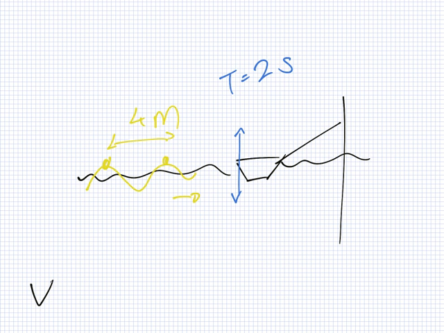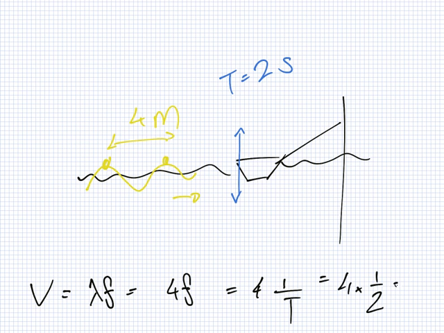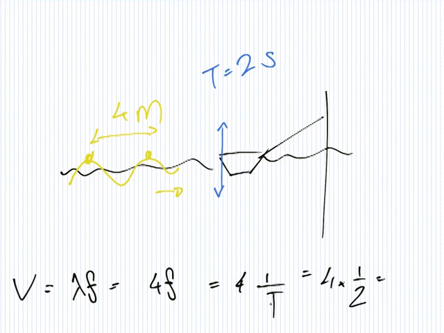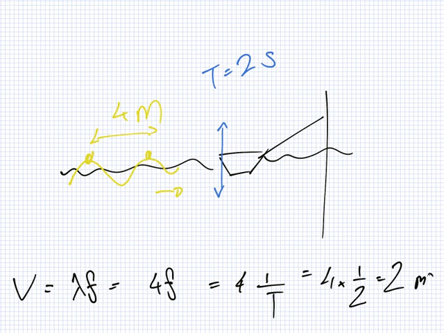All right. Let's have a look. So the v is lambda f. Do we know the lambda? We do. Do we know the f? Yeah, well we could know it, because f is 1 over T, which is 1 over 2. So 4 times 1 over 2, which is 2 meters per second. So, very hard to begin semester 2 with.